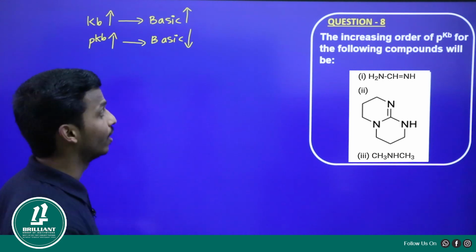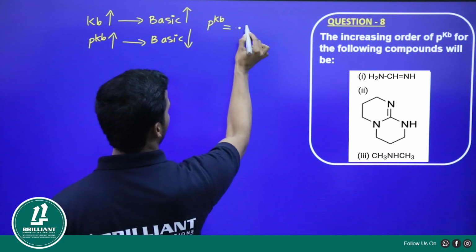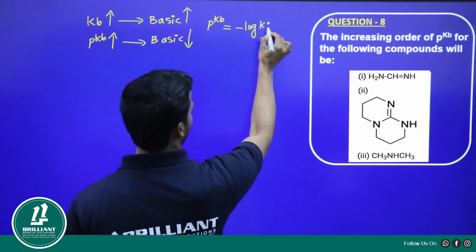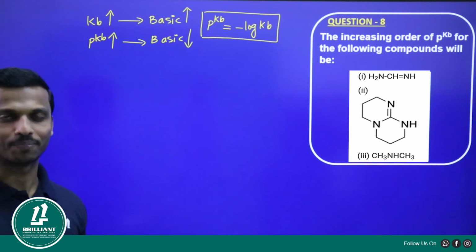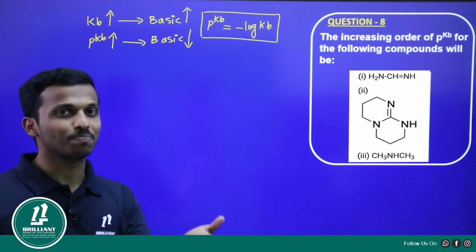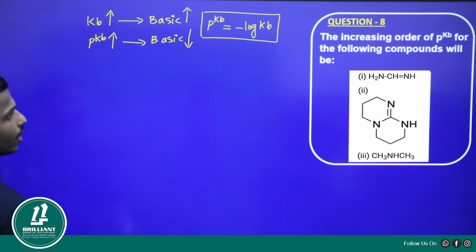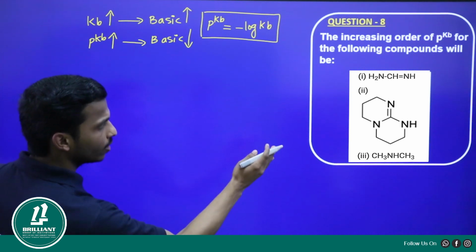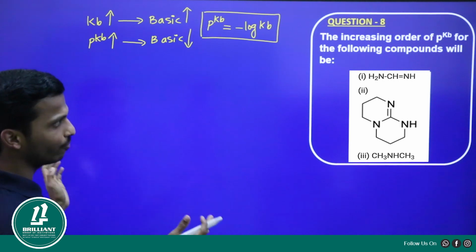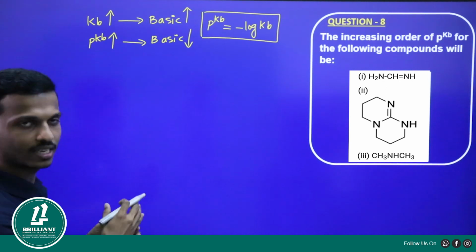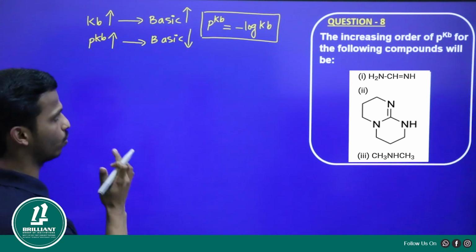What's the reason behind that? You know the relation between Kb and pKb: pKb is equal to negative log Kb. So as Kb value increases, pKb value decreases. And coming to the question, let me take 1 and 3 first. Here the first and third compounds are aliphatic amines, and the second one is a cyclic one. Let us take the first and third, then we can enter into the cyclic one.